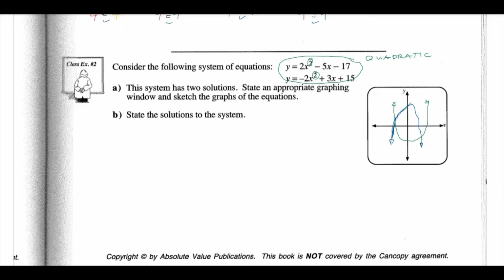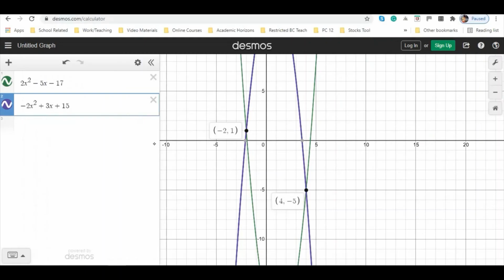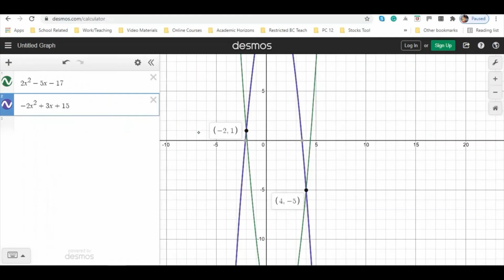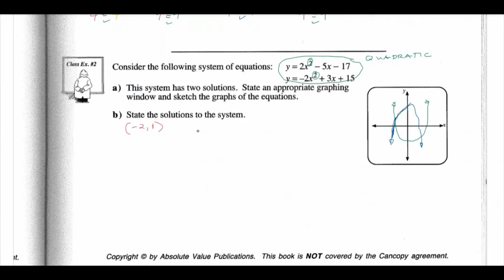So the solutions of the system would be, again, negative 2 and 1, and the other one is 4 and negative 5. So these are the solutions. Again, you can verify that by substituting these values into your equations.